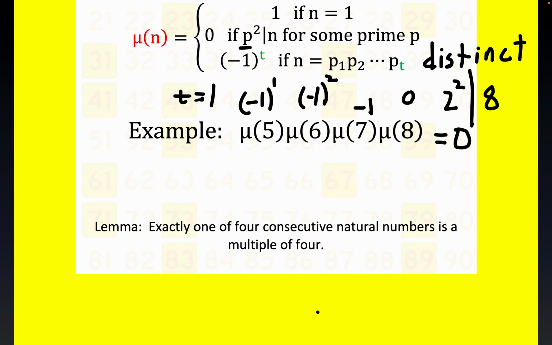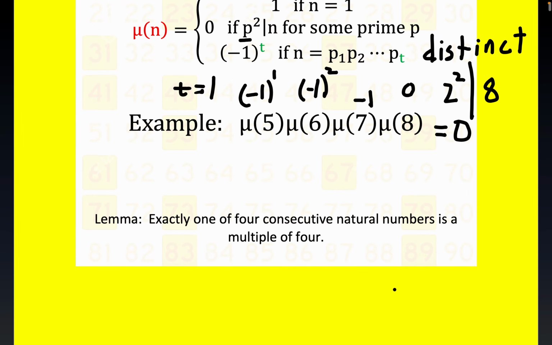Well, 12 would be a multiple of 4, right? If you did 19, 20, 21, 22, 20 would be a multiple of 4. So in any consecutive group of four consecutive positive integers, exactly 1 will be a multiple of 4, okay? And if you're a multiple of 4, that means that you're divisible by 2 squared, right? So that's why this works.